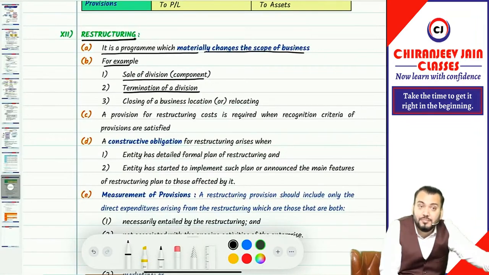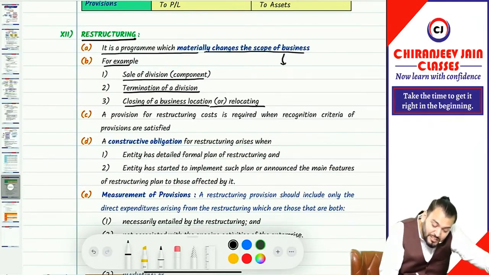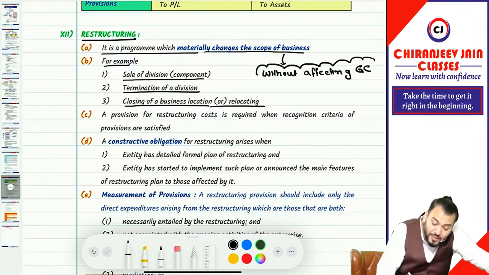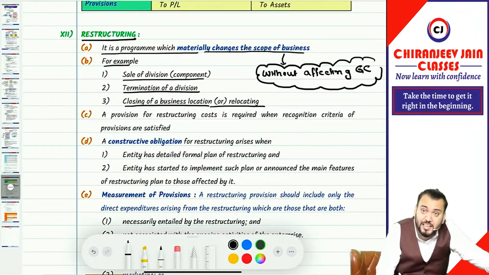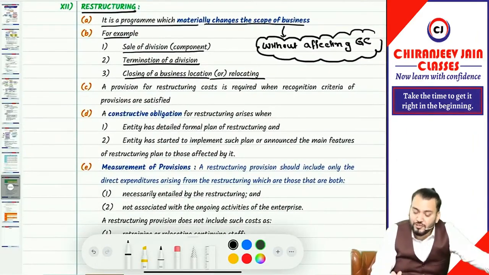Termination of a division, closing down of a division, closing of a business location or relocation from one place to another place. But it is a program which changes the scope of business without affecting GC, going concern. If GC is affected, then it is not restructuring. First point you understood.